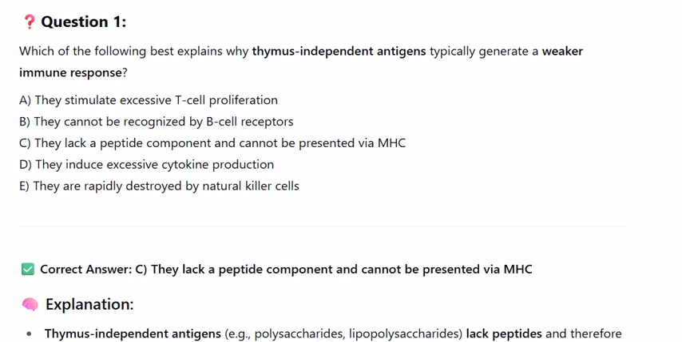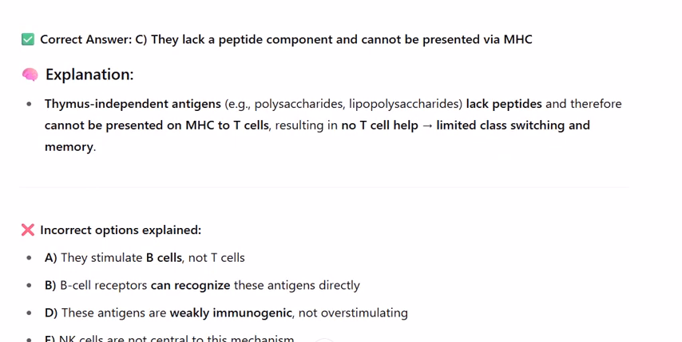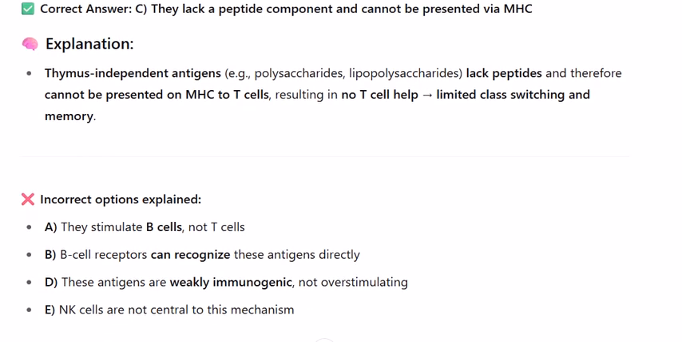Correct answer: C. They lack a peptide component and cannot be presented via MHC. Explanation. Thymus-independent antigens, e.g. polysaccharides, lipopolysaccharides, lack peptides and therefore cannot be presented on MHC to T cells, resulting in no T cell help, limited class switching, and memory.